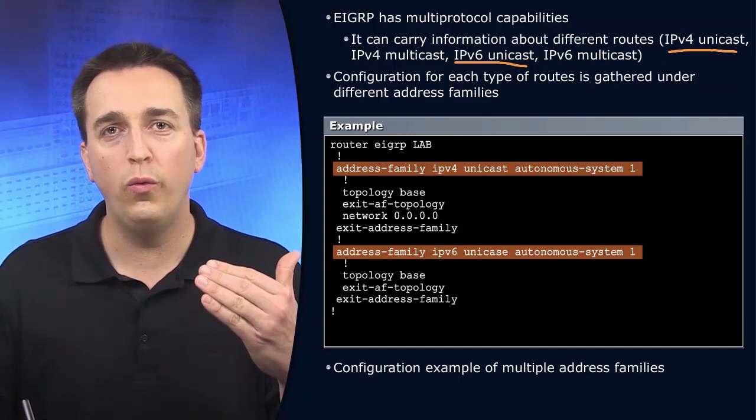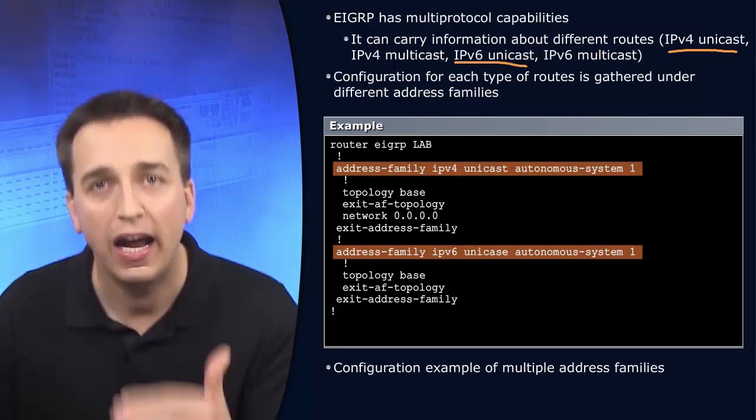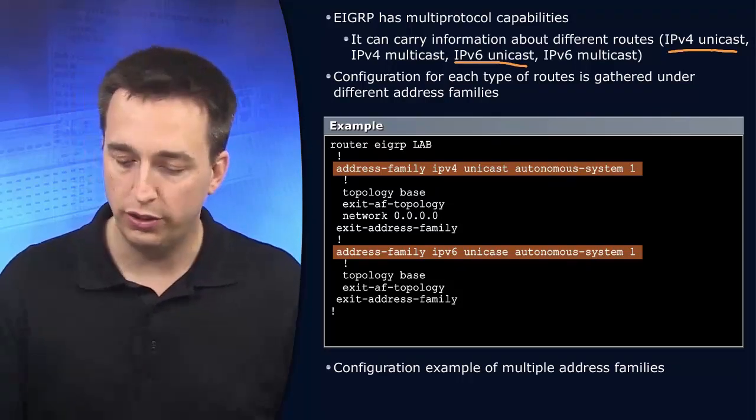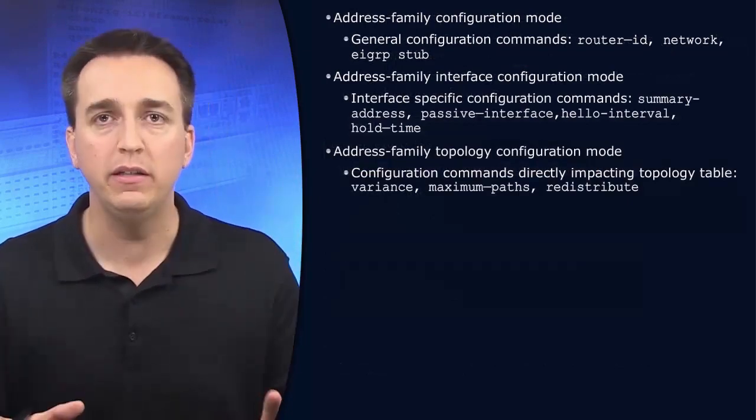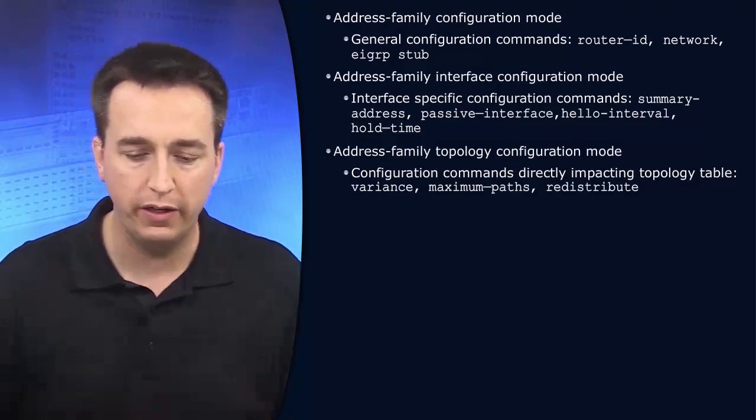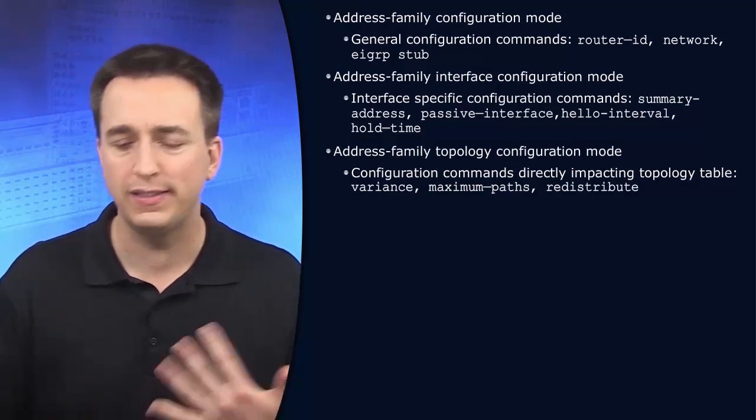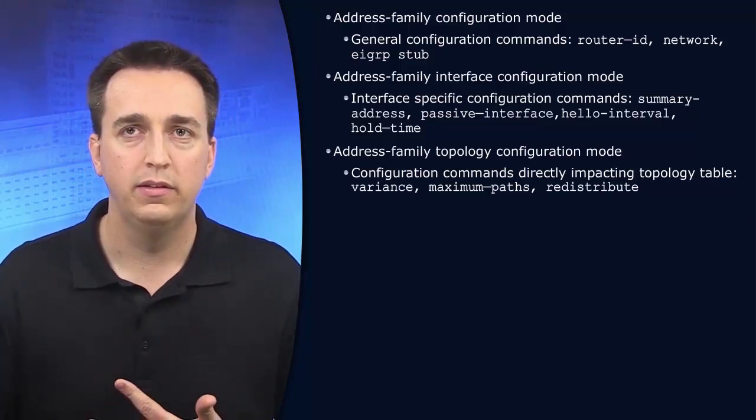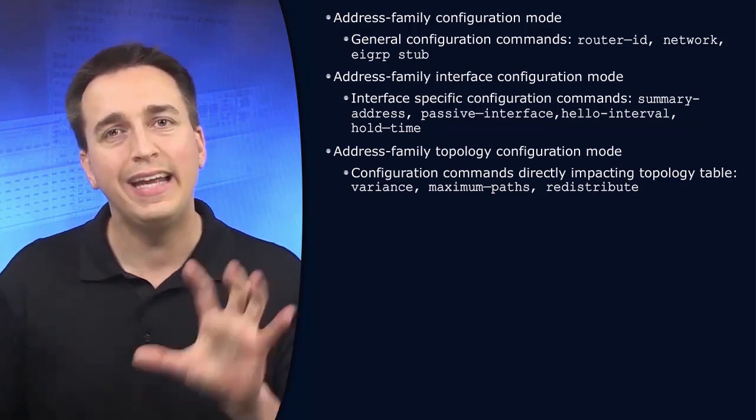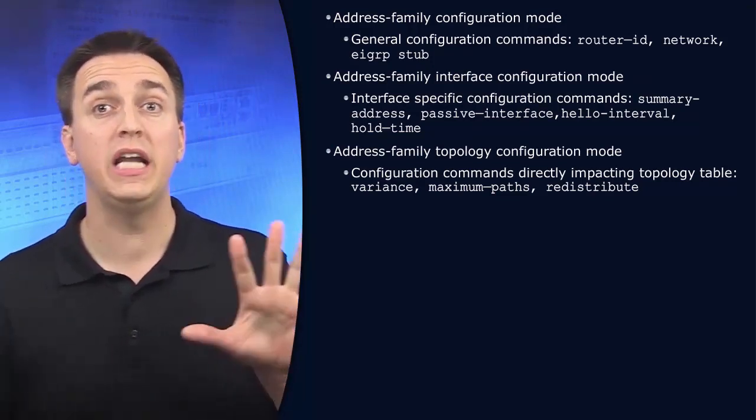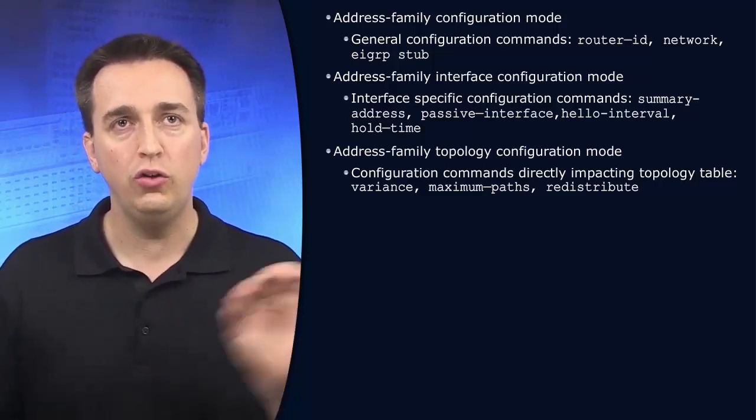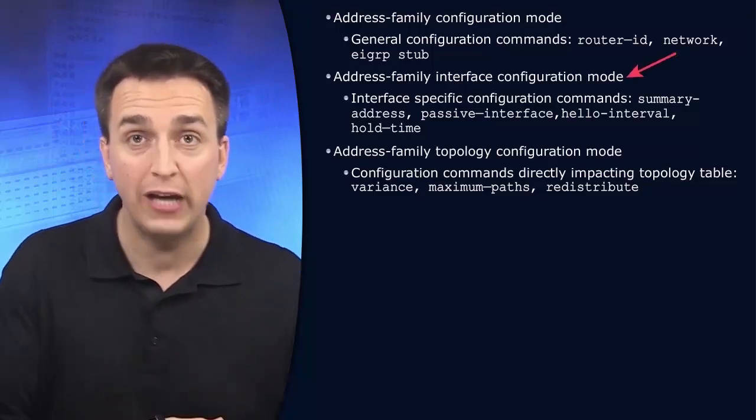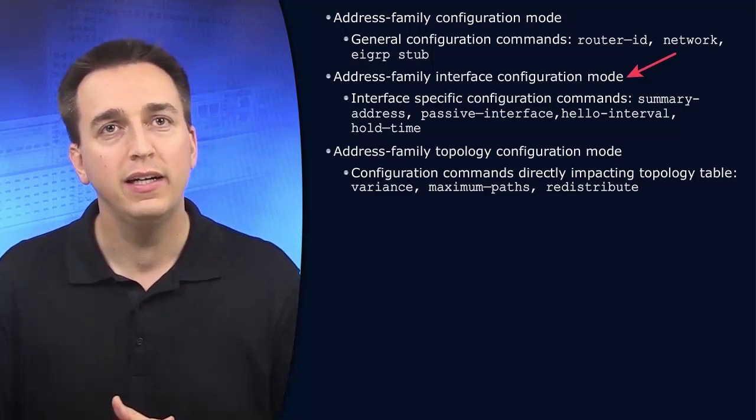So, is there a hierarchical structure here? Yes. Inside of these address families, there are other configuration modes that you can go into. Your main address family configuration mode, as we'll see, that's where you're going to configure the general commands, your router ID that affects the entire router, network commands, EIGRP stub commands. But anything that affects an interface or anything that you would have done on an interface originally, you do that in address family interface configuration mode. So for example, the summary address command, that's done in address family interface configuration mode.